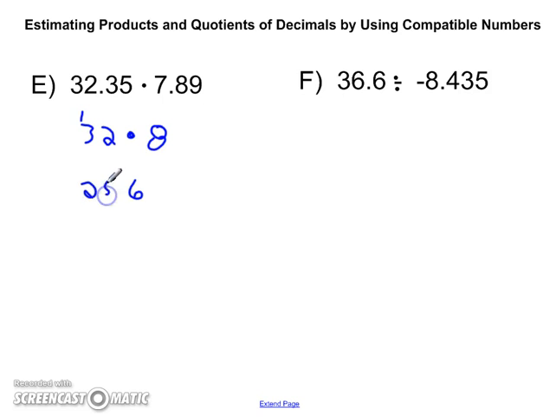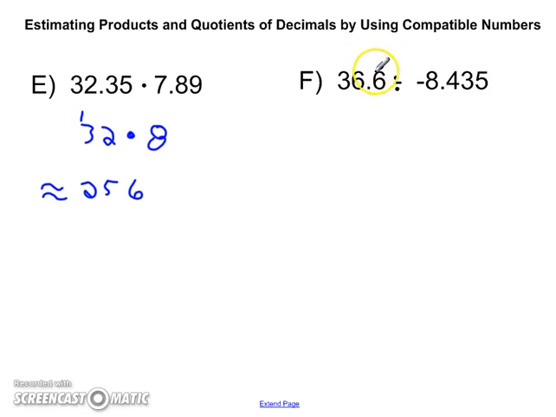So our answer here, this solution to this problem up here, better be somewhere around or approximately 256. If it's not, there's a problem. You need to go back and figure out why.